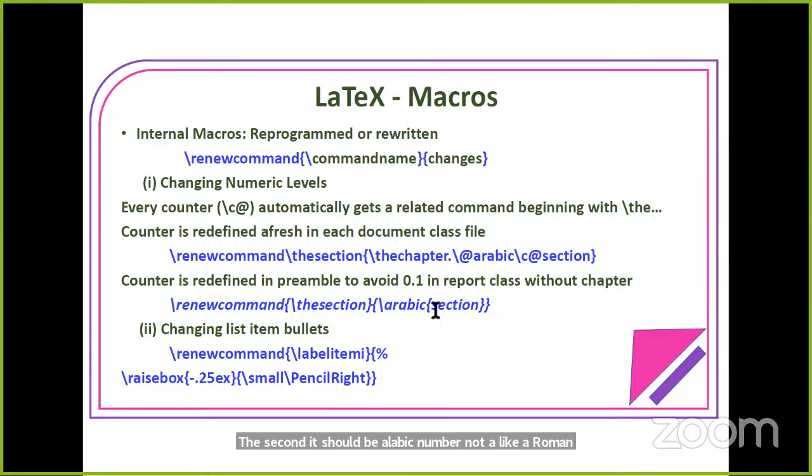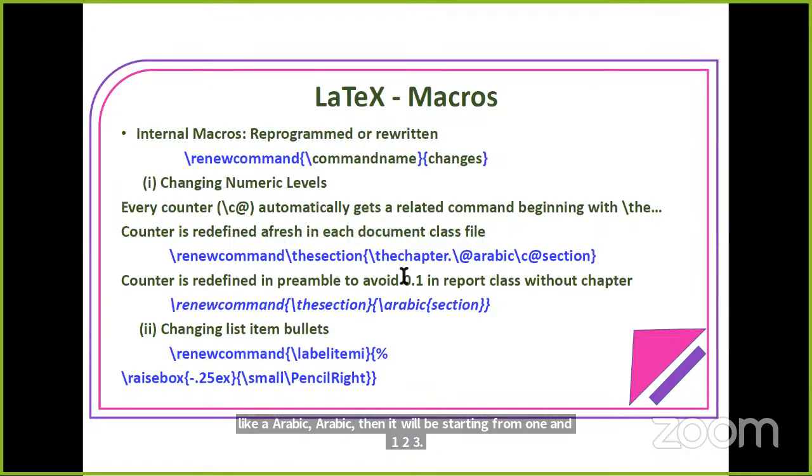If it is written as Arabic, then it will be starting from 1, 2, 3. We have already seen that in the book class we will have a chapter as well as a section, whereas in the article it will have only a section. So if there is no chapter and you are running a section, it will show a number as 0.1 in the book class.